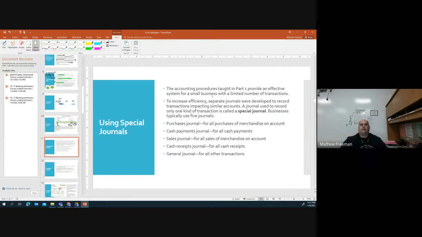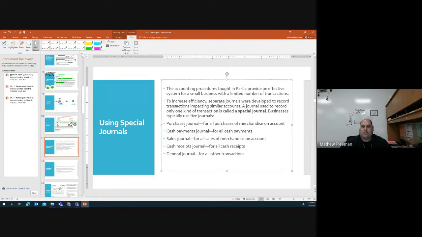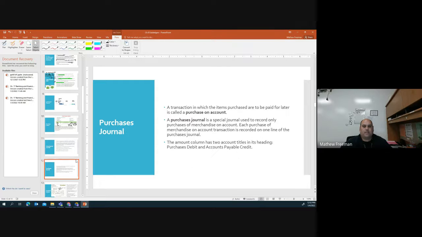The accounting procedures taught in Part 1 provided an effective system for small businesses with a limited number of transactions. To increase efficiency, separate journals were developed to record transactions impacting similar accounts. A journal used to record only one kind of transaction is called a special journal. Businesses typically use 5 journals. So there's a special journal for purchasing merchandise on account, a special payment journal, sales journal, cash receipt journal, and general journal for all other transactions. So this is just some of the special journals that are used.